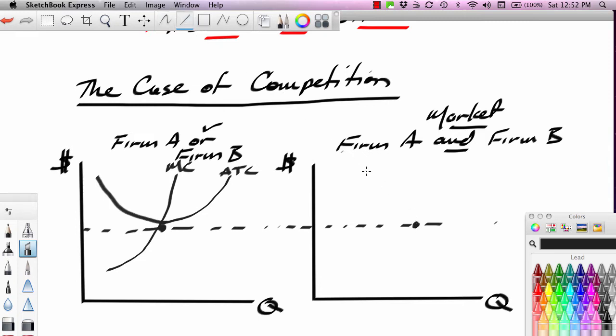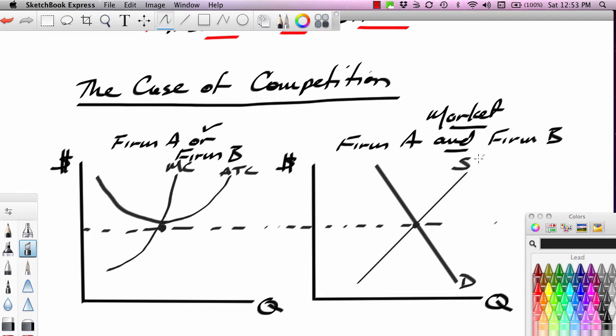I'm going to draw a downward sloping demand curve through that point, relatively steep, and I'm going to label that with a capital D. Remember, if these are the only 2 firms in the market, then they are going to face the market demand curve together. And then I'm going to put a supply curve up through that point, and I will label that with an S.